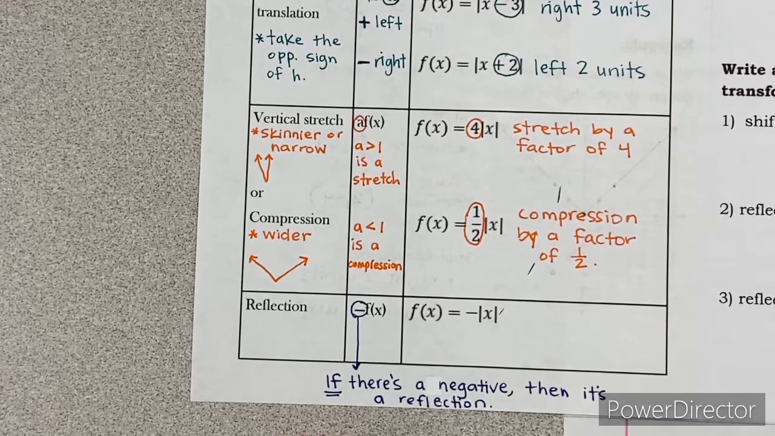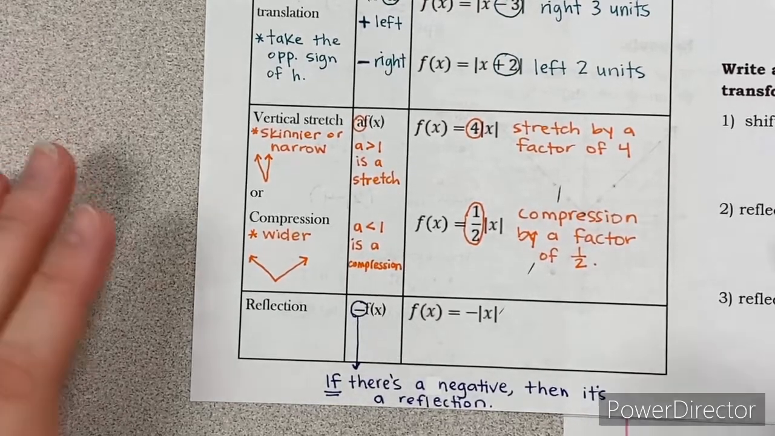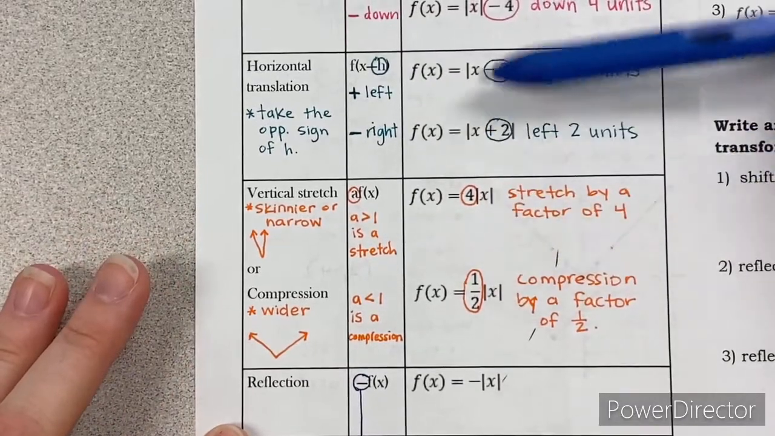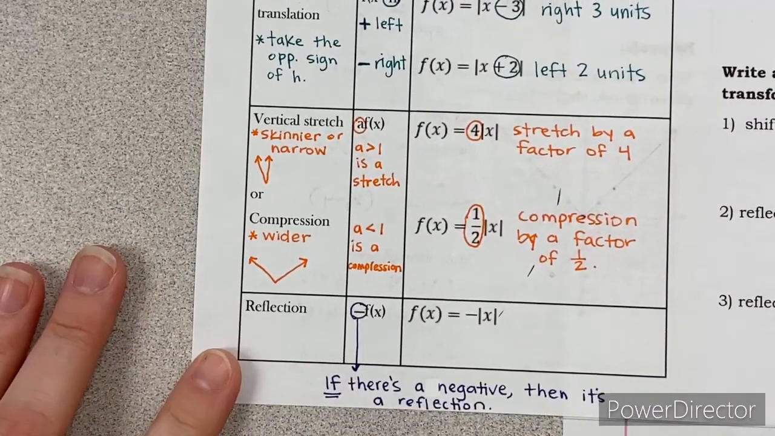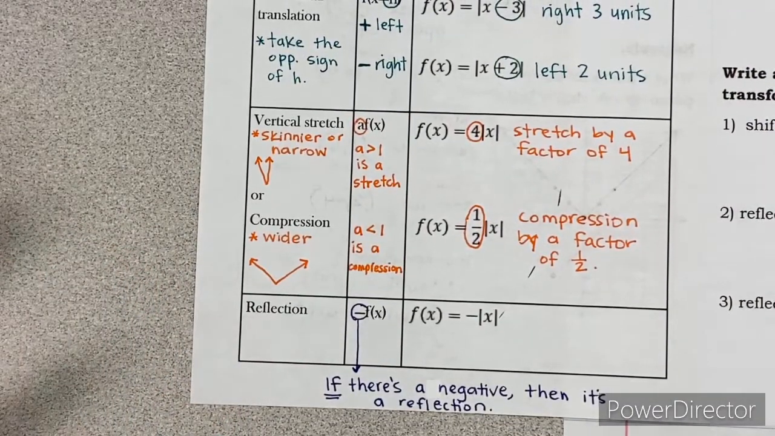If is the important underlined word there, because a lot of times you're not going to see a negative up there. And if there's not a negative, so like in all of these examples that we have already done, there was not a negative in the front. That means there was not a reflection. So that negative that you see has one job and one job only. And its job is to reflect the graph, to flip it upside down.